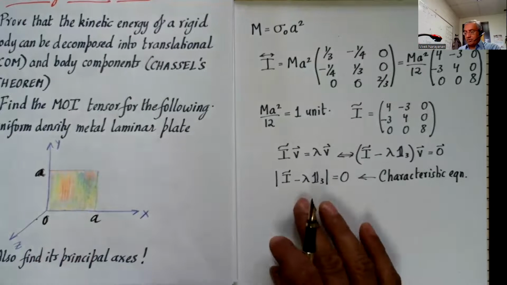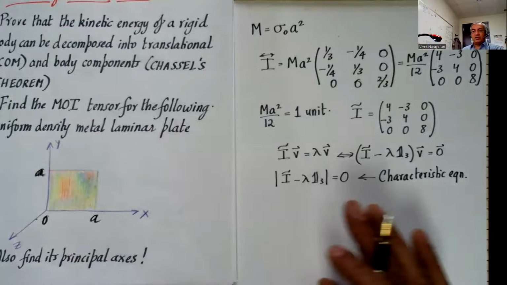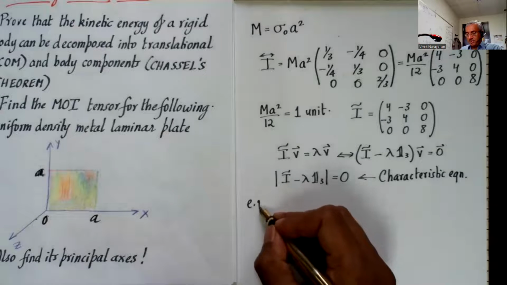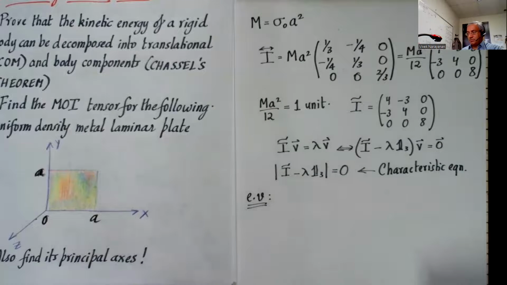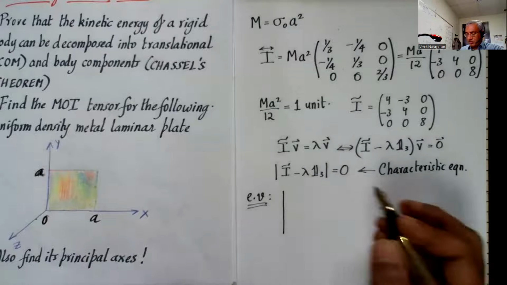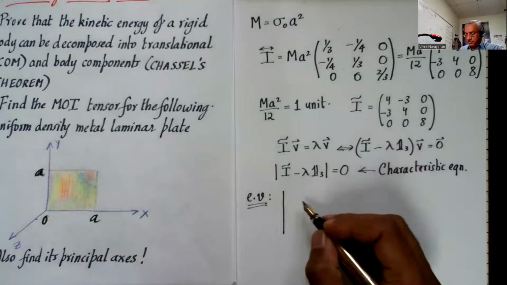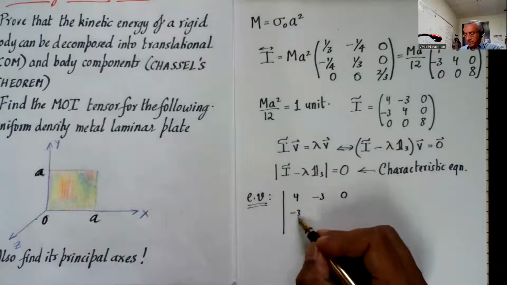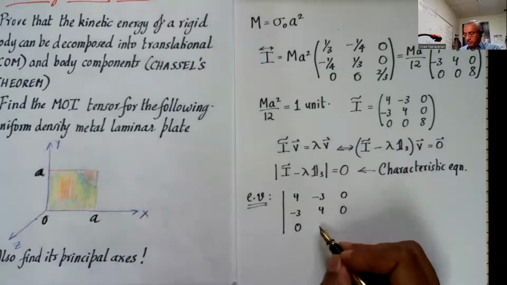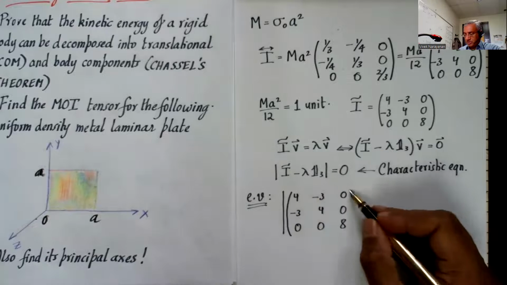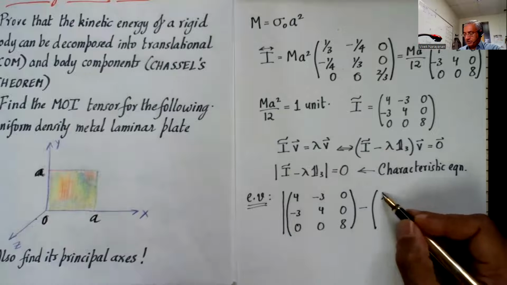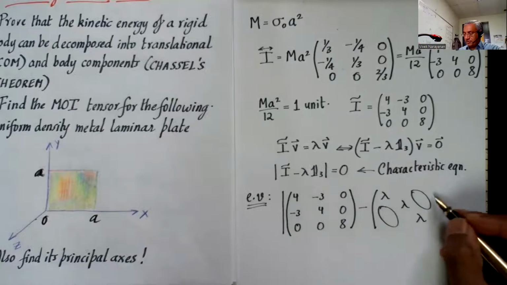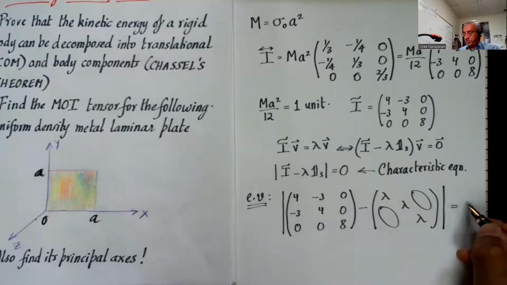So the eigenvalues, which I'll denote by lambda, are found by solving the characteristic polynomial equation. So let's do that first. EV refers to eigenvalues. Let me just write this out. I is 4, -3, 0, -3, 4, 0, 0, 0, 8, minus the 3 by 3 matrix multiplied by lambda, which looks like that, with a bunch of zeros everywhere else. That determinant must be equal to 0.